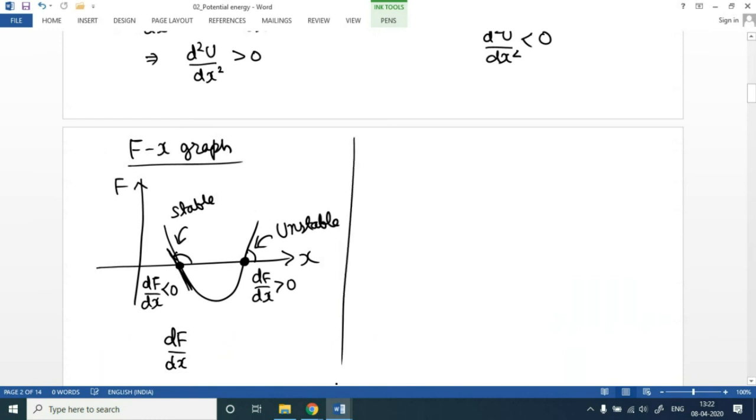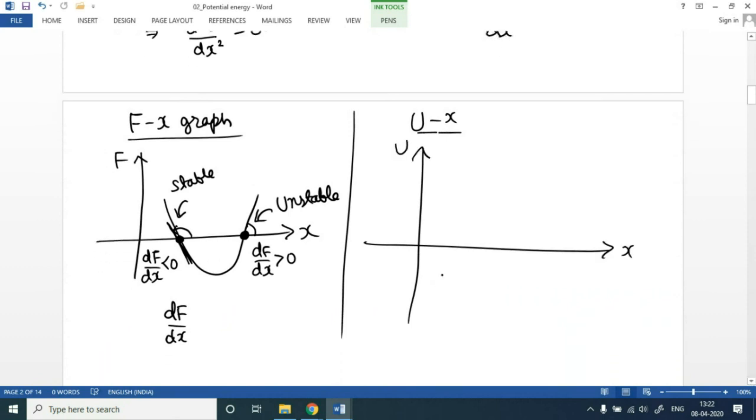And similarly we can do the same thing looking at the U versus x graph. So if we have some U versus x graph like this, first of all we need to find out the equilibrium position. For equilibrium we know that dU by dx is going to be equal to 0, meaning the slope of this graph must be equal to 0. That means at the maxima or minima, either at this value of x or at this value of x, we will have an equilibrium position.